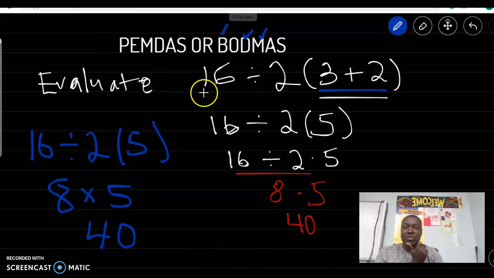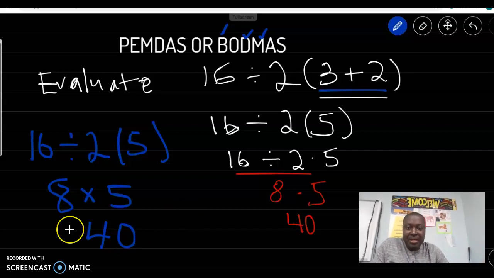So you see that using either PEMDAS or BODMAS, you arrive at the same answer. This is the reason why mathematicians came to an agreement on the order, so that it doesn't matter wherever you are, whether in Africa, America, or Europe, we all can come out with the same answer.